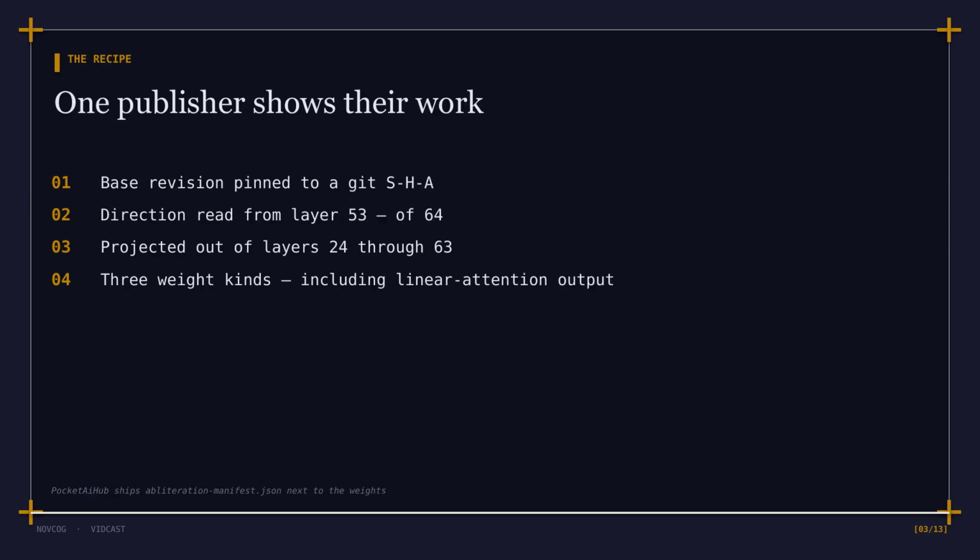Most releases describe this in a paragraph. One of them, Pocket Ahab, ships it as a machine-readable manifest sitting next to the weights, and that changes what is possible. You cannot audit a sentence, but you can audit a JSON object. The manifest pins the base model to an exact Git revision. It says the refusal direction was read from layer 53 of 64 and projected out of layers 24 through 63. And it names 3 kinds of weight matrix, one of which tells you the author knew what they were editing, linear attention output. This model interleaves 48 linear attention blocks with 16 full attention ones. An ablation that only handled full attention would leave 3/4 of the blocks writing the refusal direction straight back in.